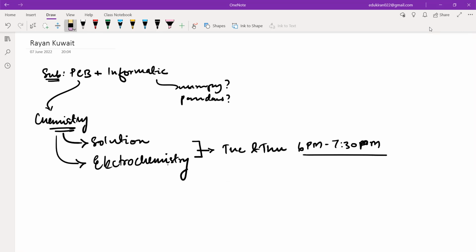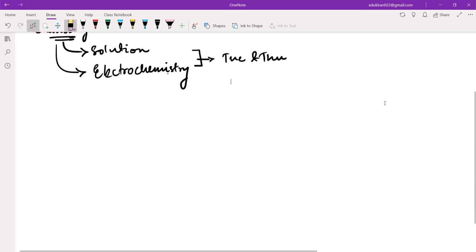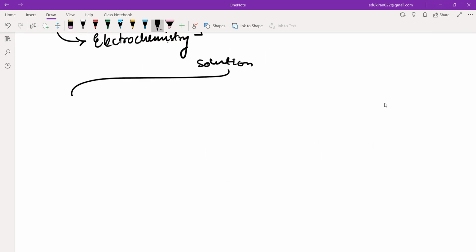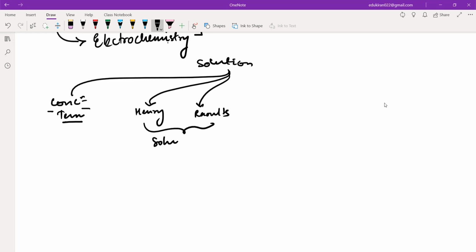Okay. Now, in the solution chapter, let us start with my topic then. In the solution chapter, there are many subtopics. Concentration term is there, which is basically in what ways we can define the concentration of a particular solution. Concentration means the amount of solute present in solvent or solution. After that, we have Henry's law. Then we have Raoult's law. Both of these come under the topic of solubility.